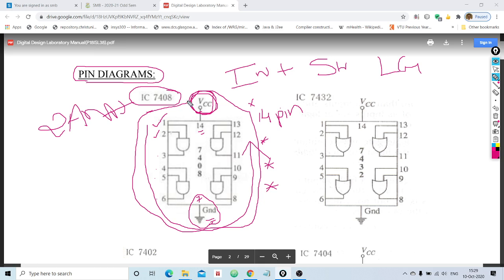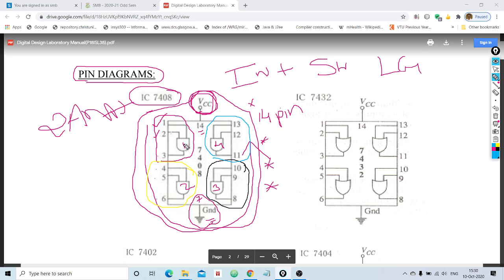is one IC will have 4 2 input bit AND gates, right? So this is one 2 input bit AND gate, right? And this is another 2 input bit AND gate, and this is another 2 input bit AND gate. Similarly, this is another 2 input bit AND gate. So this is what I said. So remember, one IC will have 4 2 input bit AND gates.